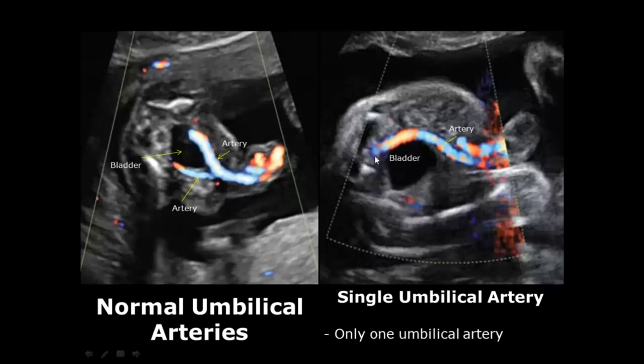And over here we can see one umbilical artery is missing. The color Doppler shows flow on only one side of the bladder, so this is a single umbilical artery.